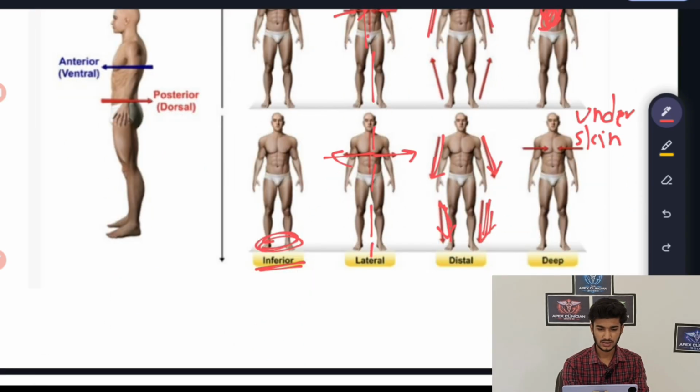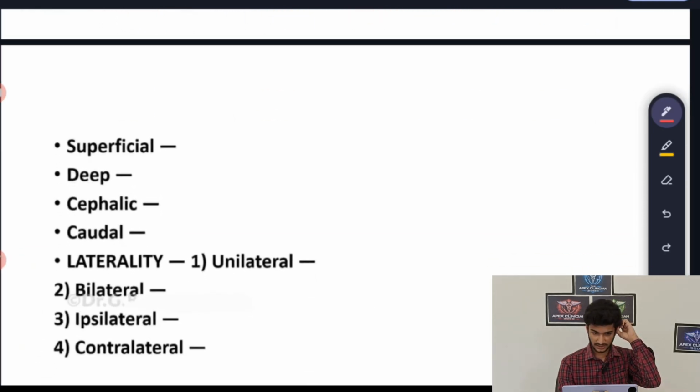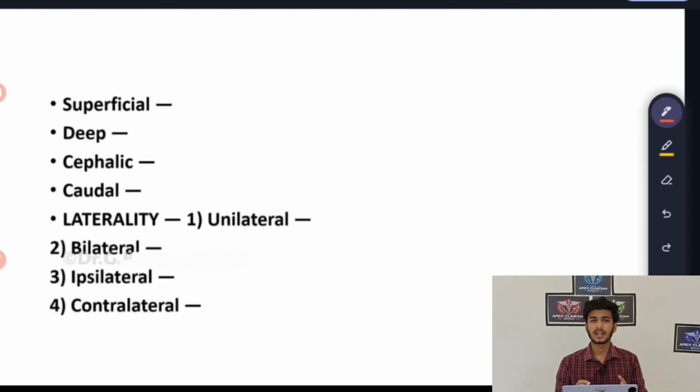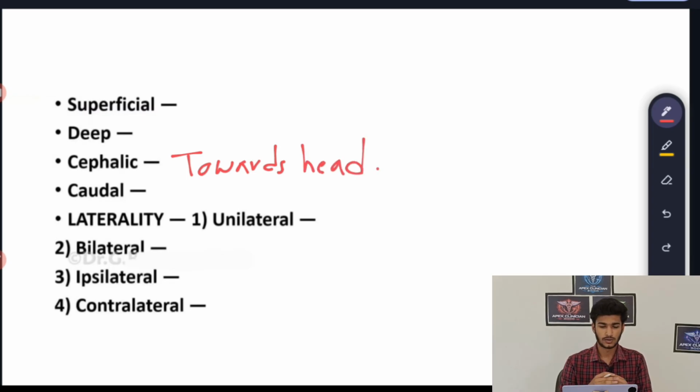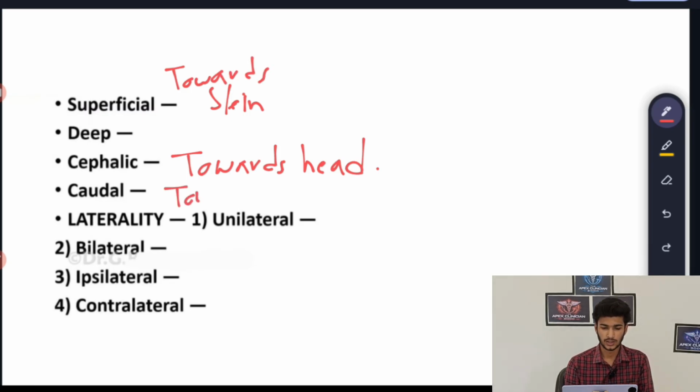Now we'll see what is cephalic and caudal. The cephalic part is basically towards the head region. Cephalic refers to the brain. So whatever structures are present near the head side are called the cephalic part. And what is present near the tail region is called the caudal part, because we refer to the tail as caudal only. So we have other terminologies, that is laterality.